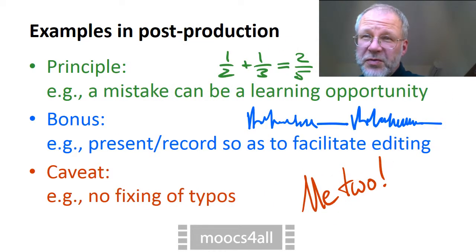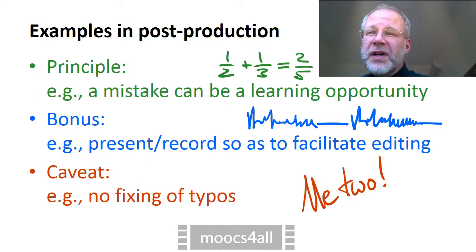In the post-production phase, we want to do as little editing as possible, because editing takes much time and hence is expensive. When it comes to learning, you may think about leaving in mistakes by the lecturer and not editing those mistakes out, because mistakes can be learning opportunities. You should, of course, be discussing those mistakes afterwards.